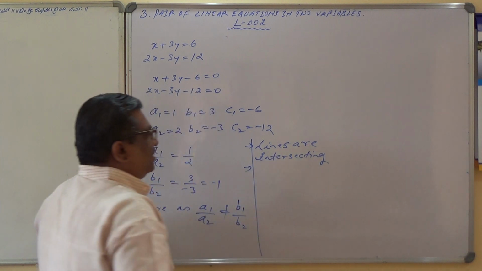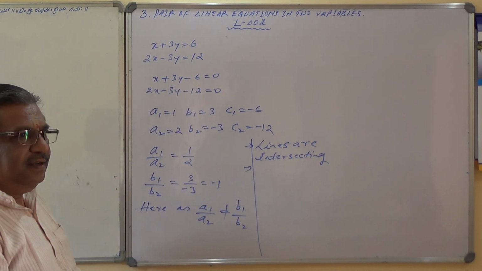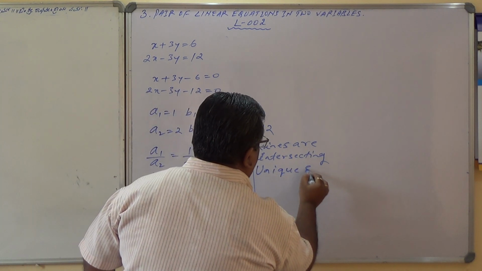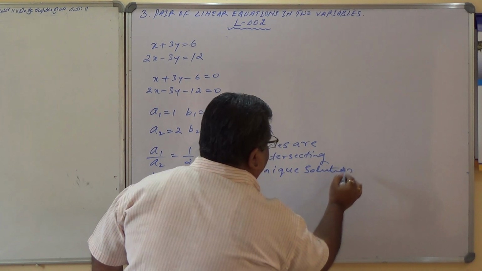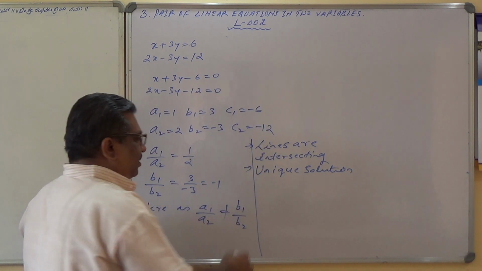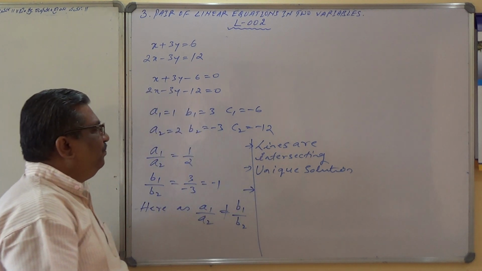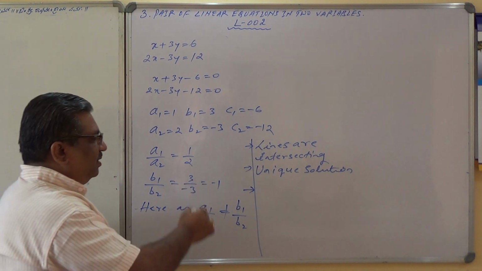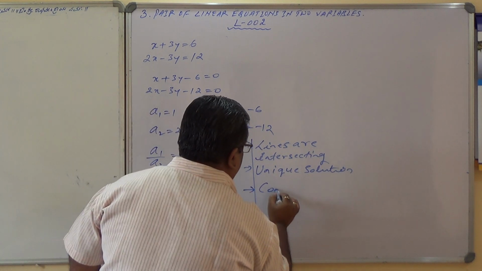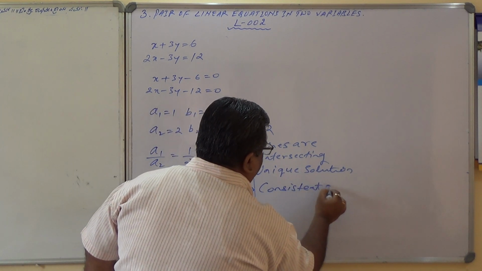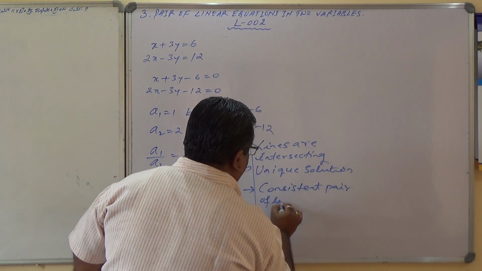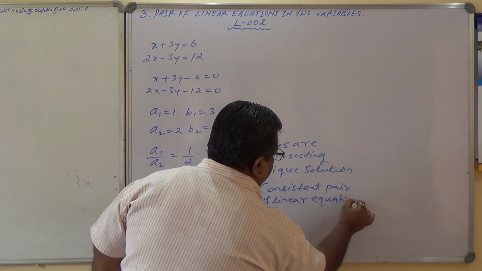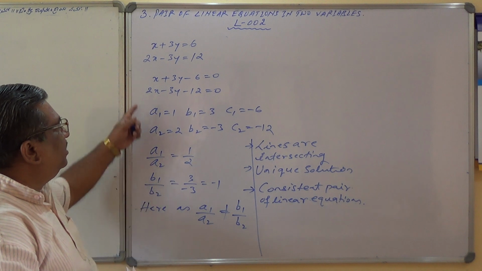First part. Second part, algebraically, what does it represent? Unique solutions. Algebraically, for intersecting lines, there is a unique solution, and you can conclude one more thing, whether these are consistent or inconsistent, and the pair of linear equations is consistent. Consistent pair of linear equations. This is how we can conclude by taking the ratios of coefficients.